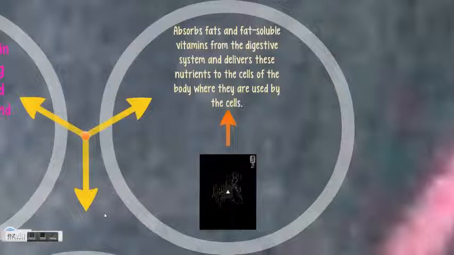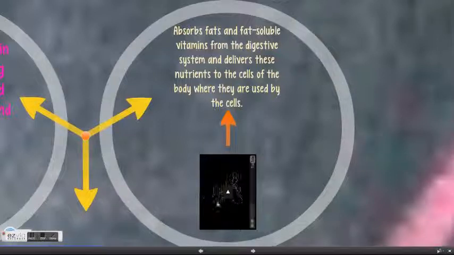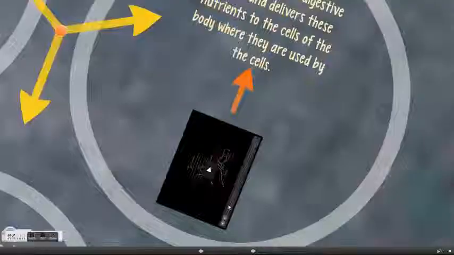So here we have absorbed fats and fat-soluble vitamins from the digestive system, and the liver sends nutrients to the cells of the body where they are used by the cells. This is the second function of the lymphatic system. Let's see a video that could explain how it takes place, how the lymphatic system absorbs the fats in the intestines, in the small intestine.